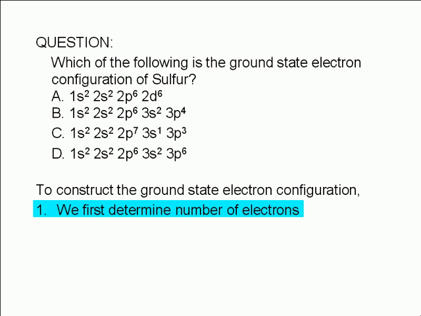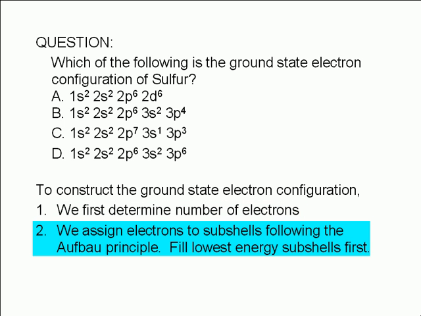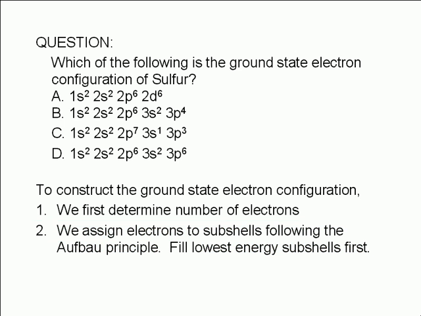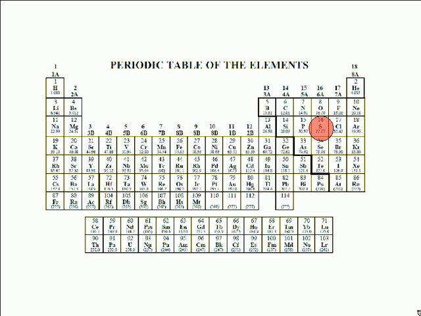First, we determine the number of electrons. Then, we assign electrons to subshells following the Aufbau principle. We fill the lowest energy subshells first. The best way to do this is to refer to the periodic table. Here's sulfur. We can see that it has an atomic number of 16. A sulfur atom has 16 electrons.